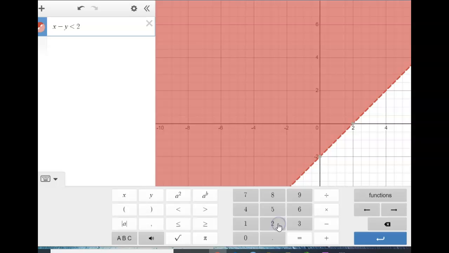Less than 2. And you could see how Desmos is showing us the dashed line, and it's also showing us the correct area to color. So isn't that wonderful?